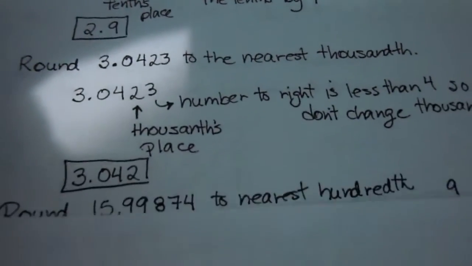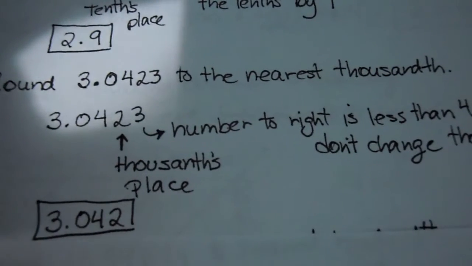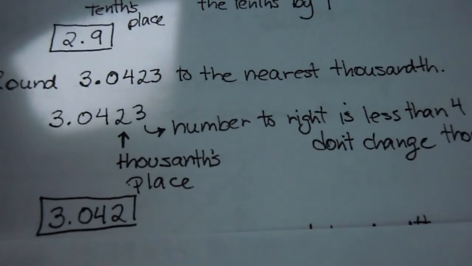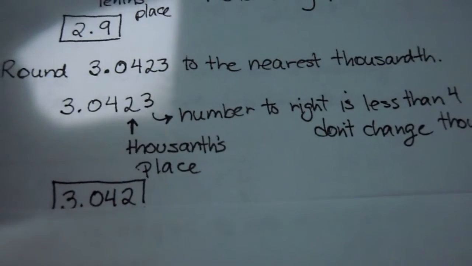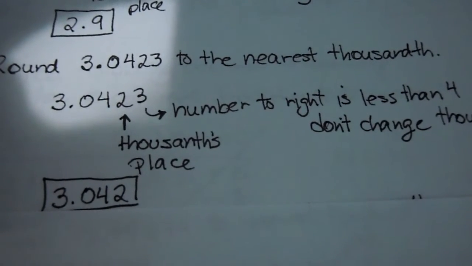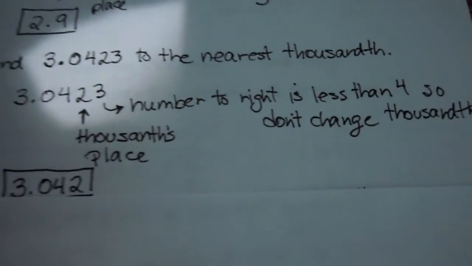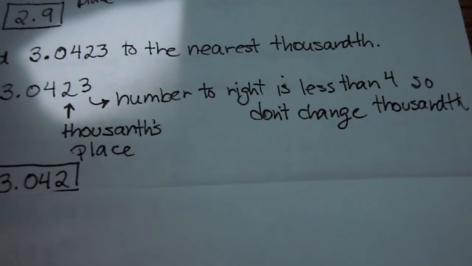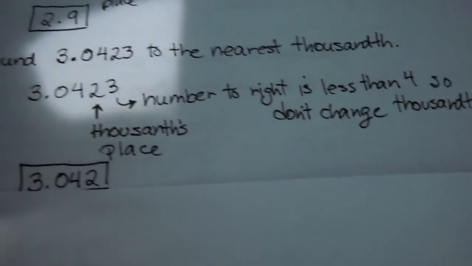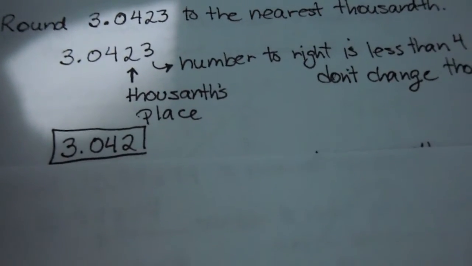Let's take a look at another example. We have 3.0423. We want to round to the nearest thousandth. We notice that 3.042 is the thousandths place. So 3 is the number to the right. It is less than 4, so we do not change the thousandths place. So rounding to the thousandths is 3.042.